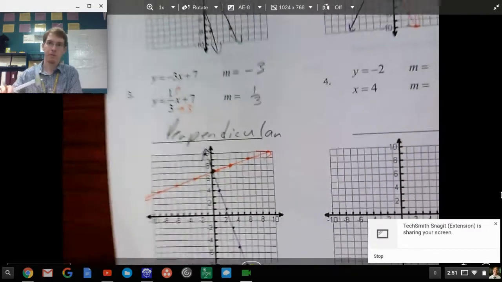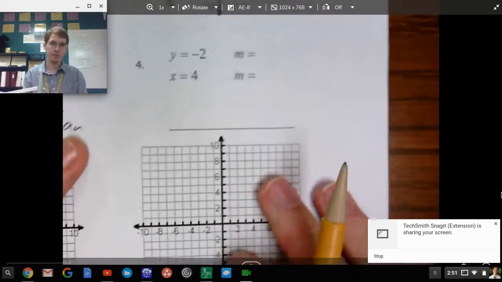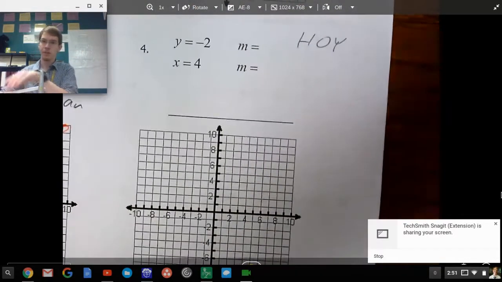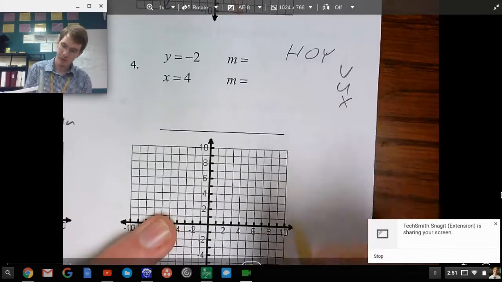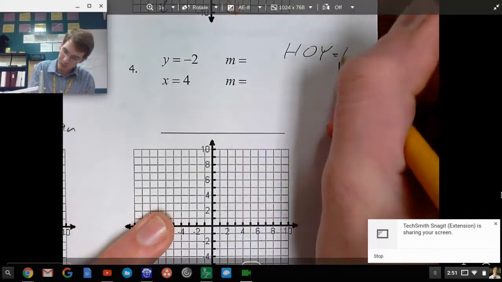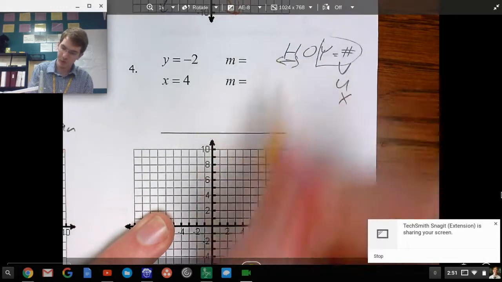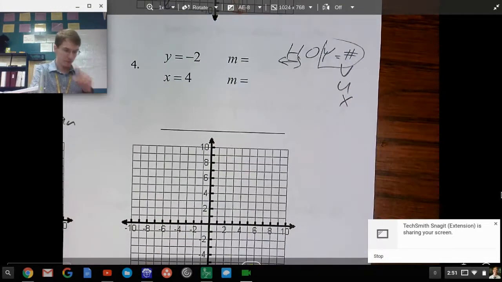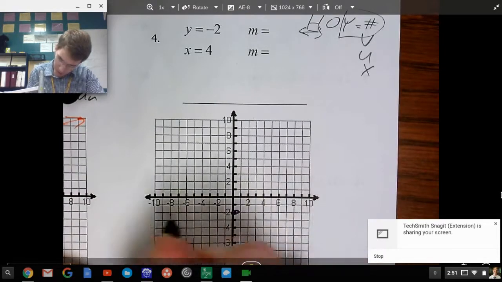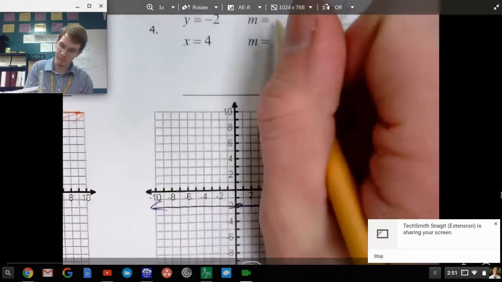Now we've got number 4. y equals -2 and x equals 4. Now I want to go back and just mention a horizontal line has 0 slope, y equals a number. So if you have y equals a number, it's a horizontal line. So y equals -2 is a horizontal line going through -2. So there's -2, a horizontal line with a 0 slope. So the slope of that one is 0.